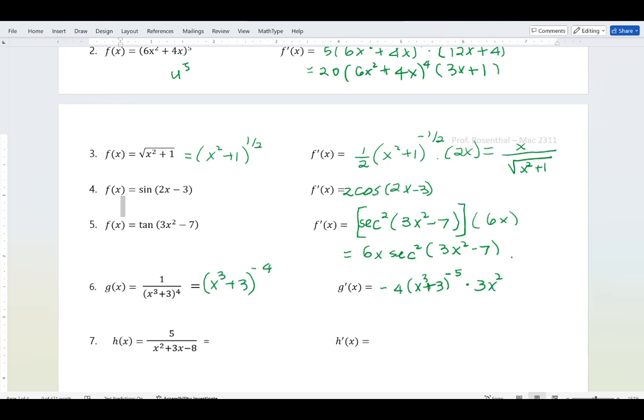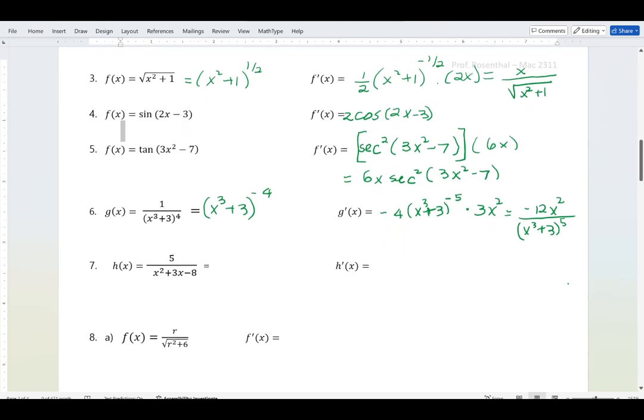And once again, let's write it without a negative exponent. On the top, we have negative 12x squared all over this quantity to the power of negative 5. Let's bring it down as quantity x cubed plus 3 altogether to the power of 5. So we will leave it just like that: negative 12x squared divided by x cubed plus 3 altogether to the power of 5.